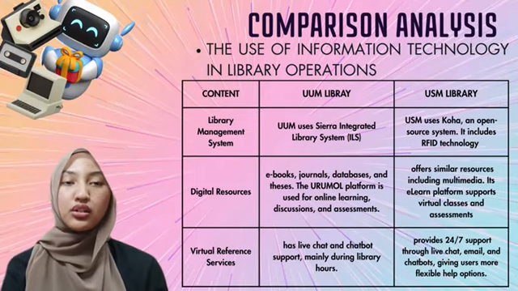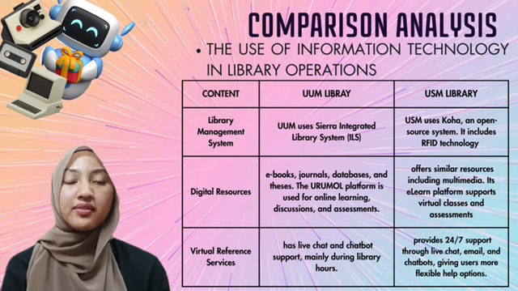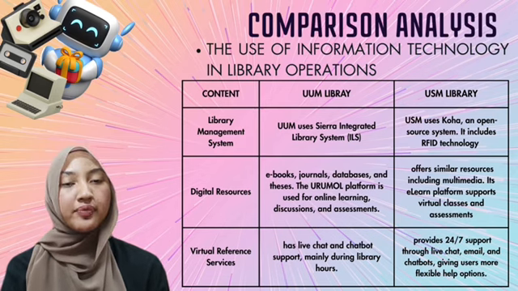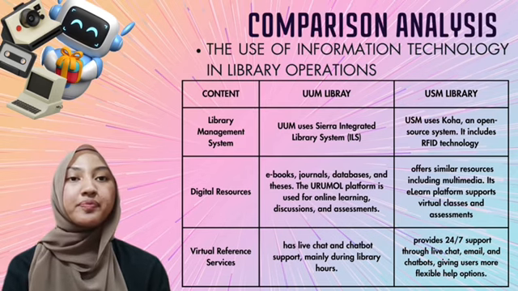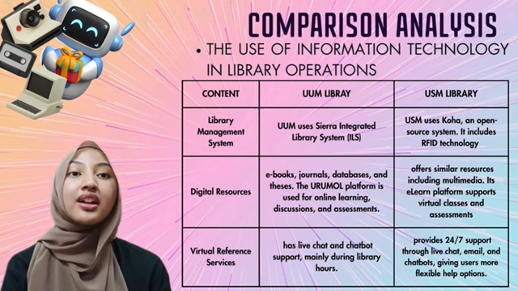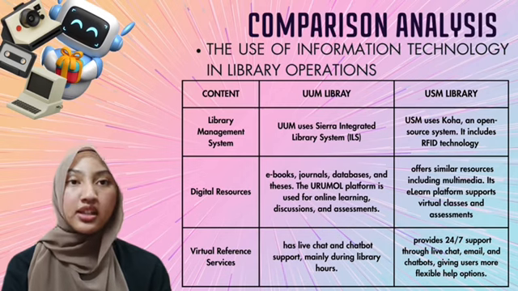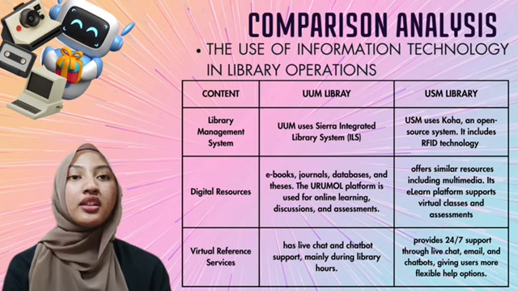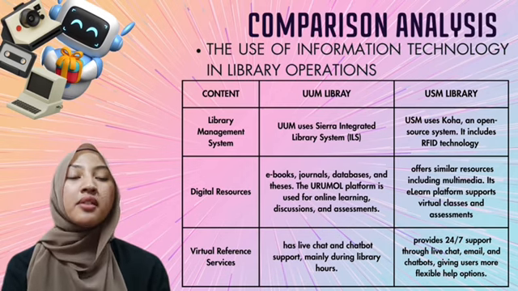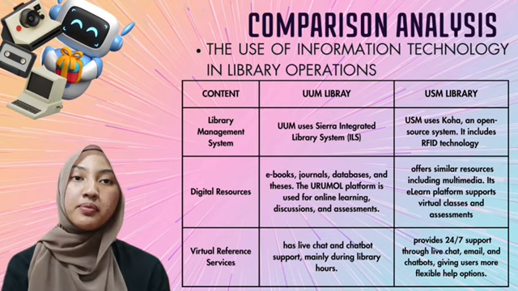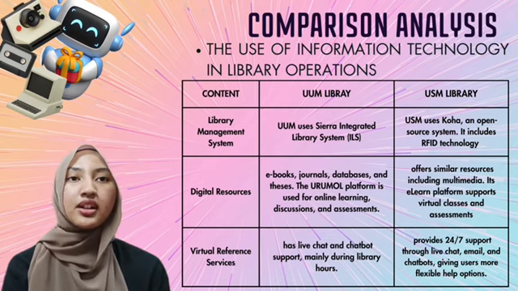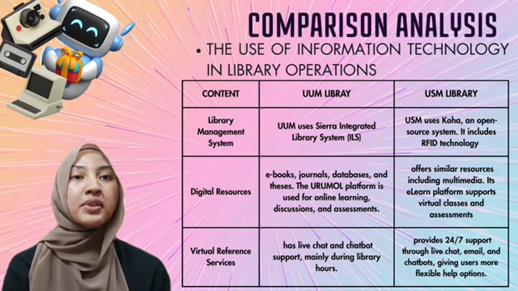I will be presenting a comparison analysis of the use of information technology in library operation, focusing on two leading academic institutions, which is UUM Library and USM Library. Let's begin with library management system. UUM Library uses the Sarah Integrated Library System, a commercial solution that supports essential library functions such as circulation, cataloging, and acquisition. In contrast, USM Library uses Koha, an open source system. A notable feature of Koha is its integration with RFID technology, which enables efficient inventory tracking and self-checkout capabilities.